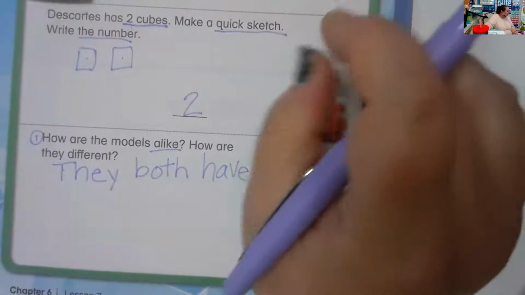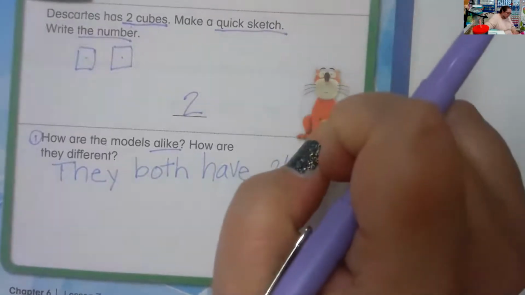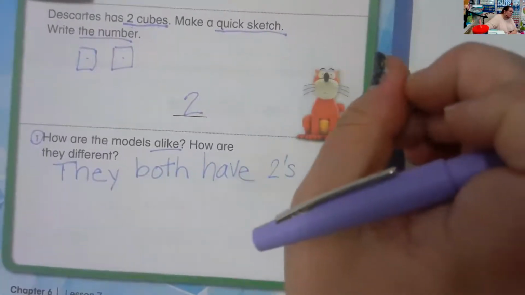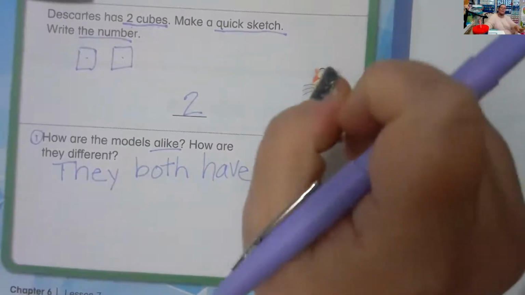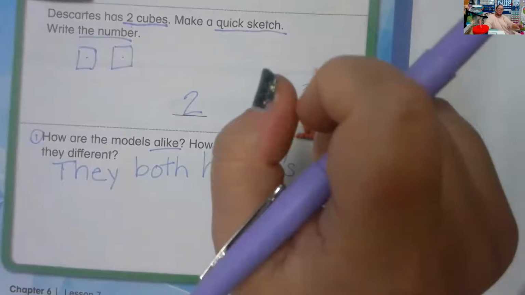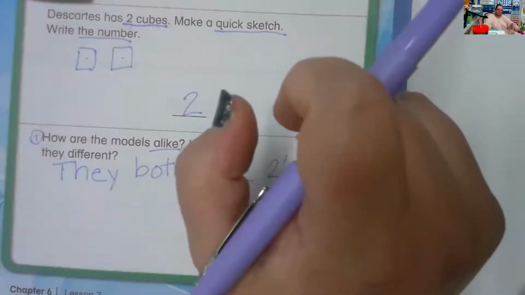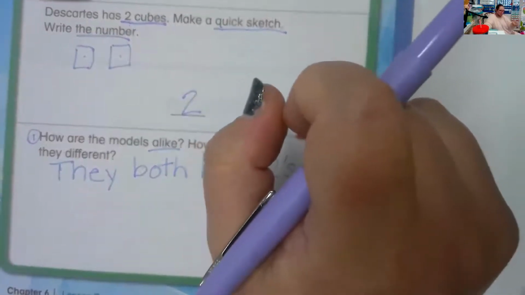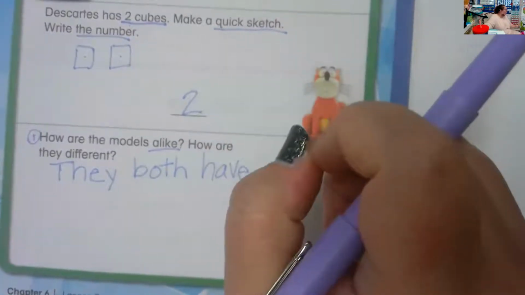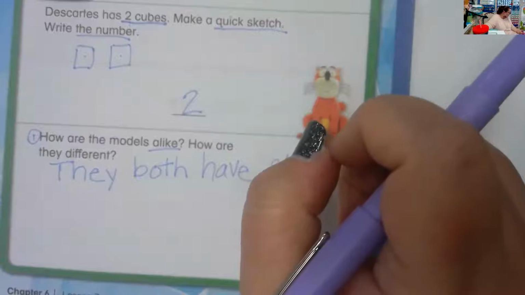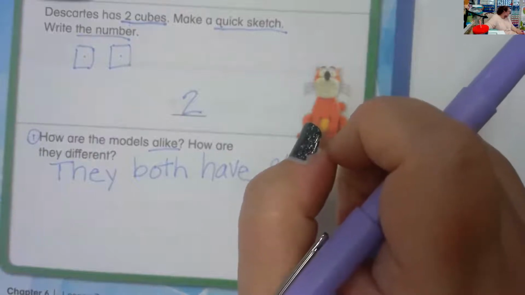Is there any other way that they are alike? What do you think? They both have 2, but Tony has a 0 and, oh, well, hang on. That's not how they're alike. Save that answer. Okay, I know where you're going. Save that answer for the next question. How else are they alike?